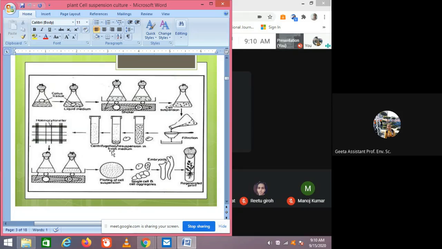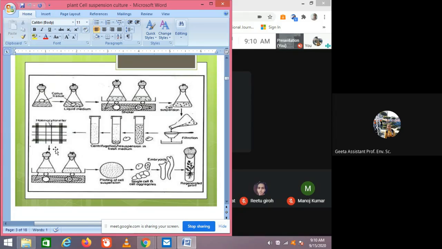This process is the purification of this. You can say it can purify the suspension cells. These cells can then be centrifuged and settled down, and this way you will get a suspension. You can count these cells in the hemocytometer. The hemocytometer is used for checking the concentration of cells in a particular medium. You can count how many plant cells are present in 1 ml.